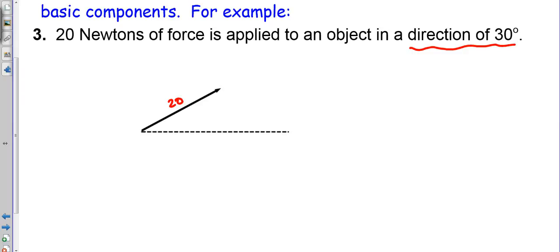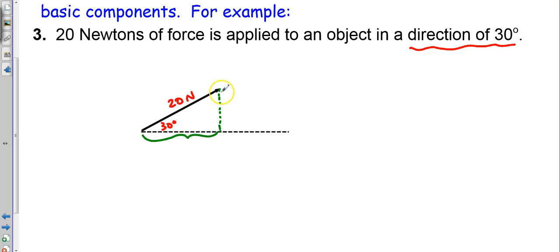And lastly, we want to make sure that we label our direction. So we have a direction of 30 degrees right here. So essentially what I want to know is, of this 20 newtons right here in magnitude, how much is in the x and how much is in the y? And if we use triangles to model this, I can figure that out relatively easily.